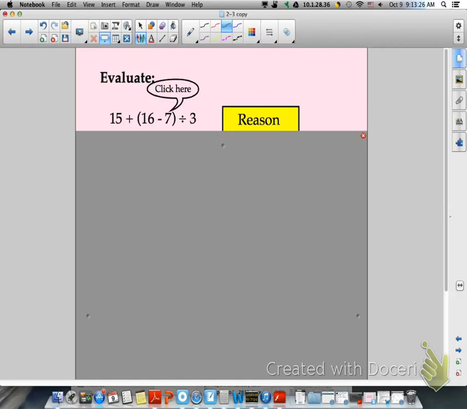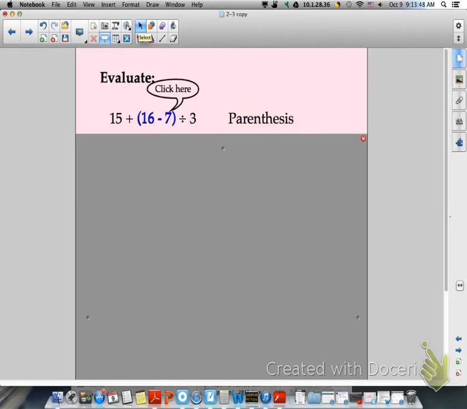Yeah. Okay. So, I'm going to highlight that. So that tells me that that's the expression that I need to work on. And why am I doing that? Because there are parentheses there. Okay? And then what do you do next? So you take care of the parentheses. Now, what does your expression look like? It's going to be 15 plus 9 divided by 3.